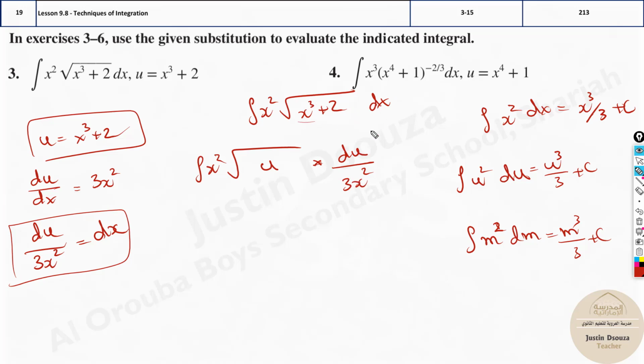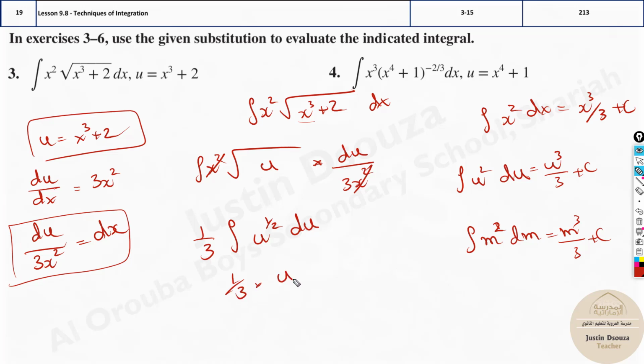So I finished substituting this and this. Why do we substitute dx? Here the x squared cancels off. Now you get everything in terms of u and numbers. Constants are fine, we can take them out of the integral, so 1 by 3 goes outside. What is the square root of u? It is u to the power half, isn't it? Now just use the power rule.